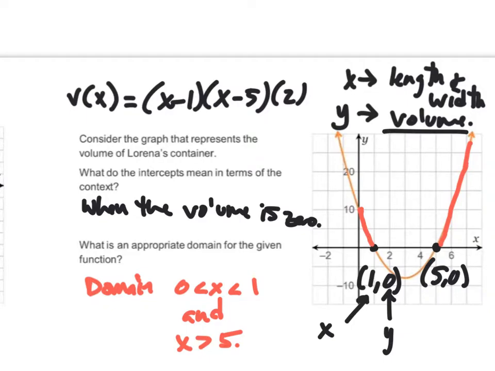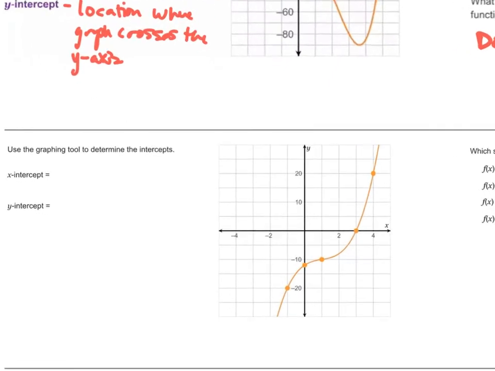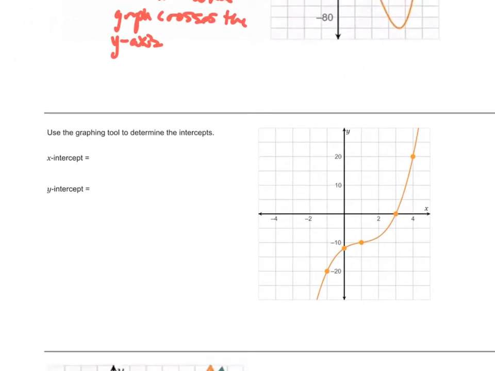So kind of a unique problem, but let's go ahead and take a look at another one. All this is asking me is to use the graphing tool to determine the intercepts. First I want to locate my x-intercept, which is right here. I'll do x in red, and I'll plot that point here. You could say that x equals 3 for the x-intercept, or you could say that you have the point (3, 0).